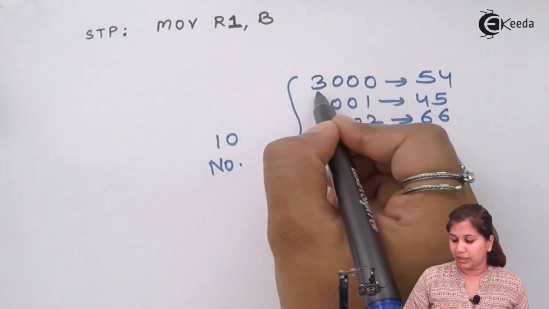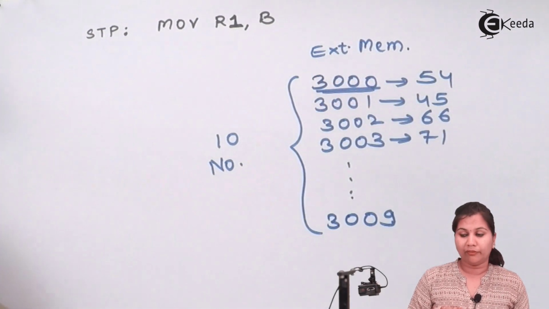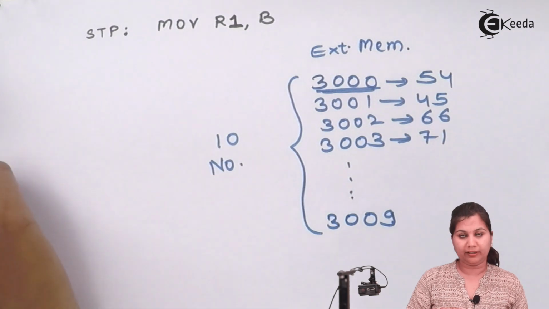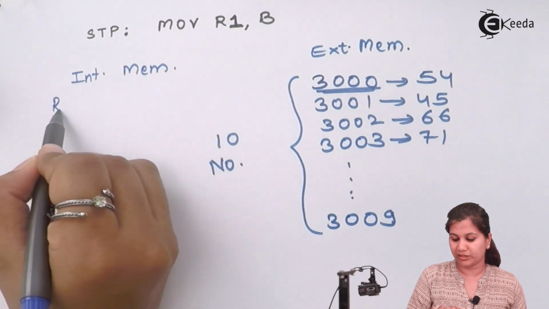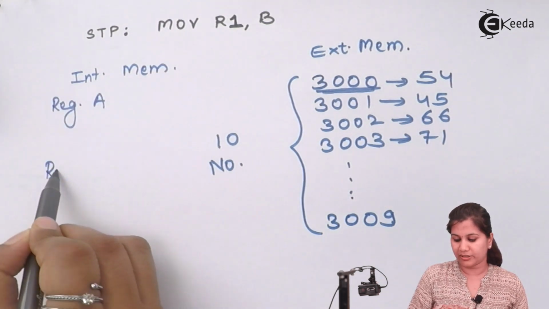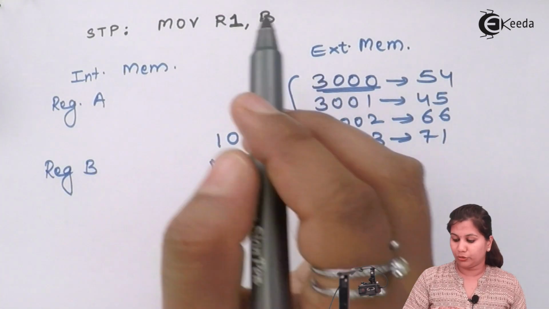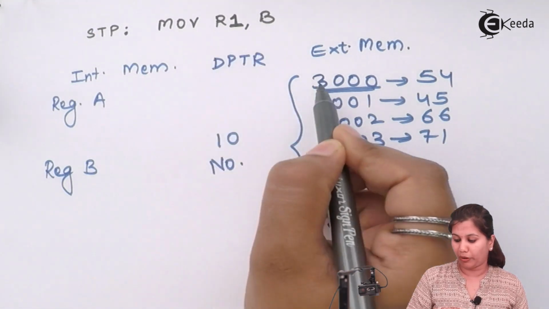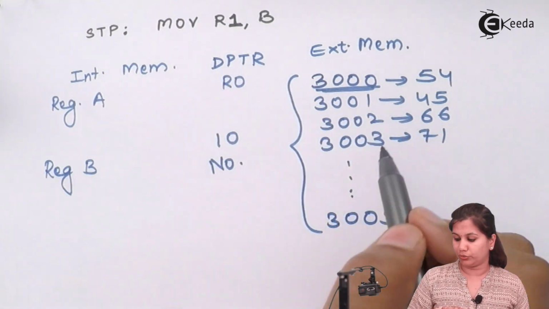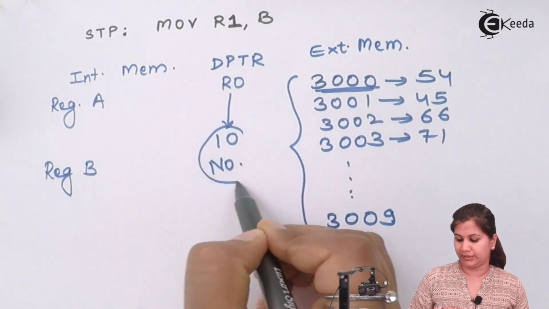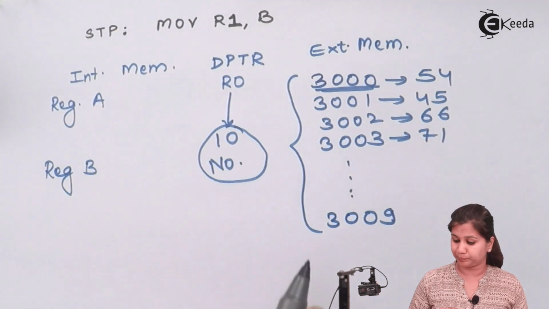So first 3000H, it is an external memory. We want to bring this number 54 into the internal memory, and in this internal memory we are having register A, the accumulator, and register B, another register. Now we will use a data pointer DPTR to point to these memory locations. Also we will use a register R0 to tell that there are 10 numbers in this array. So this pointer will run up till 10 numbers.